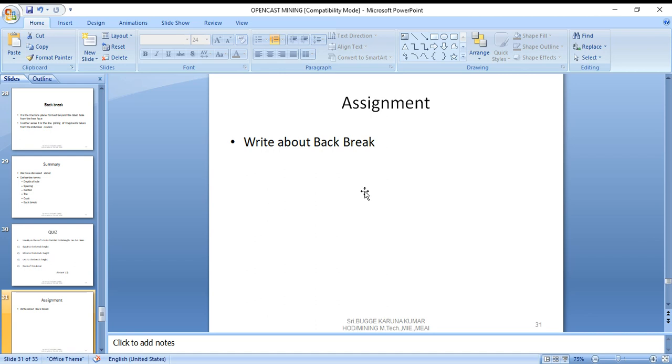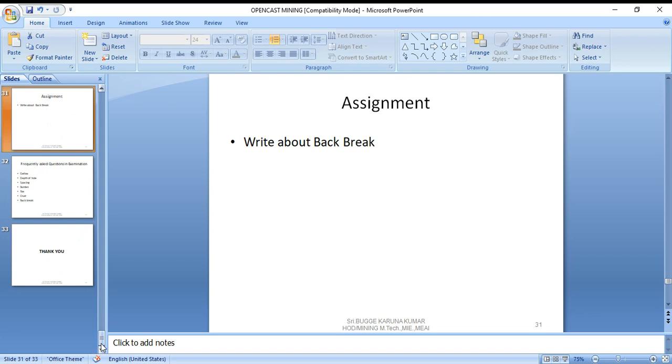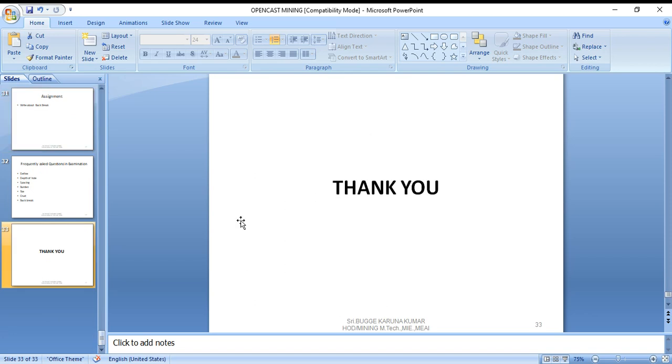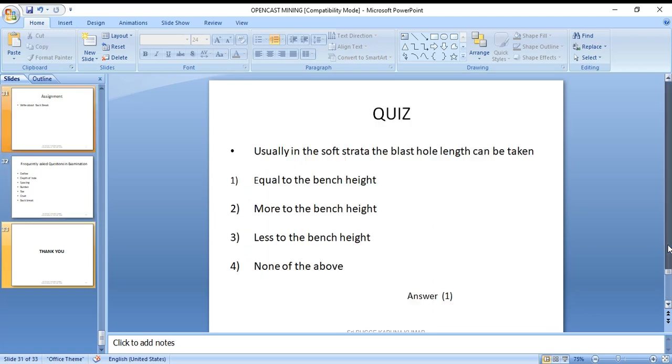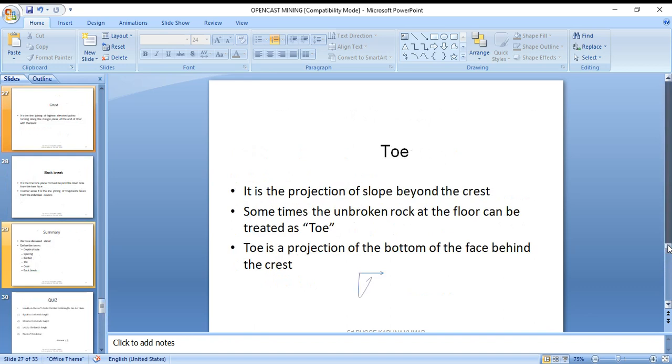Right, so now I am concluding this slideshow. Thank you all of you. This chapter is completely basic. I hope you can understand the basic ideas and basic terminologies which are used in opencast mining. Particularly, these terminologies are helpful while doing calculations of all the things.